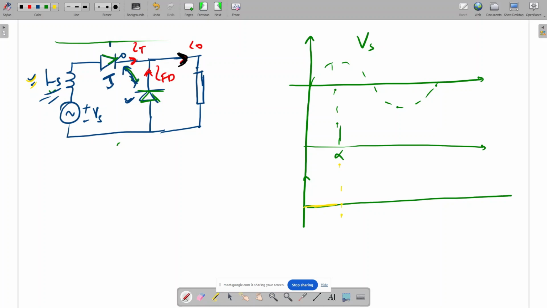So thyristor current will be 0 before this point, and it will go to I naught. And this diode current will be I naught here, and it will go to 0. Again here, our thyristor current will become 0. It will not become 0 instantaneously. It will make a slope here also, and this current also will make a slope here, and both times the overlapping angle will be the same.